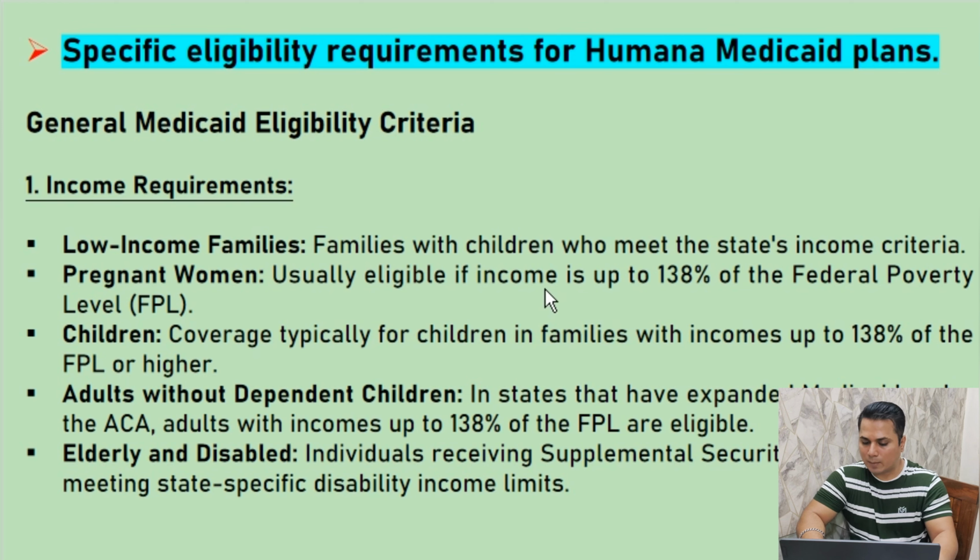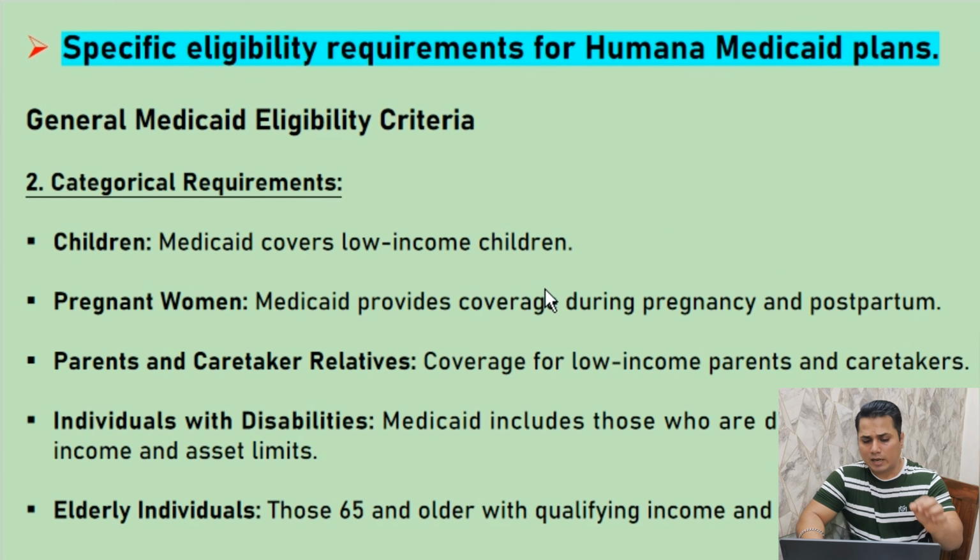Individuals receiving supplemental security income, SSI, or meeting state-specific disability income limits. Now, general Medicaid eligibility criteria. Number two, categorical requirement. Children: Medicaid covers low-income children. Pregnant women: Medicaid provides coverage during pregnancy and postpartum.